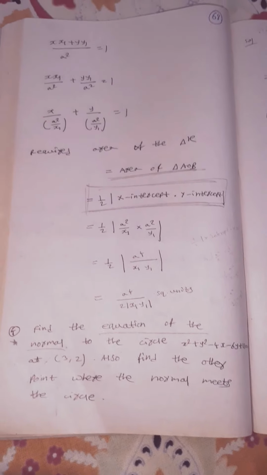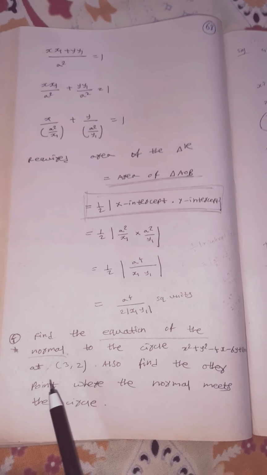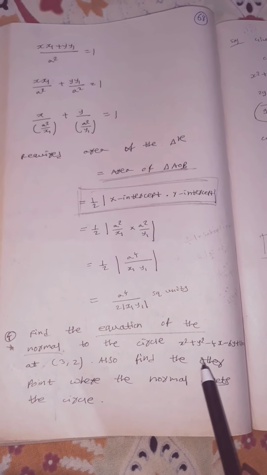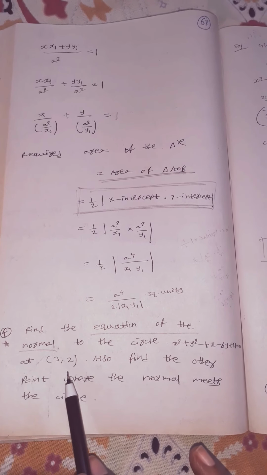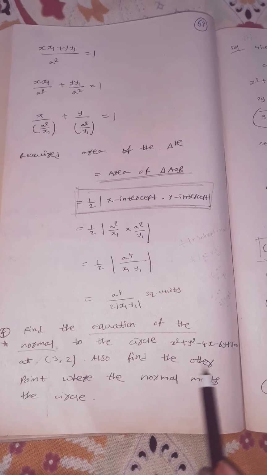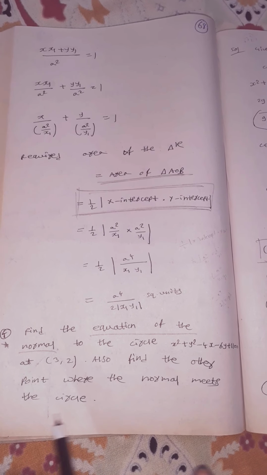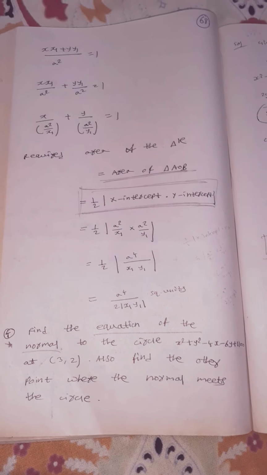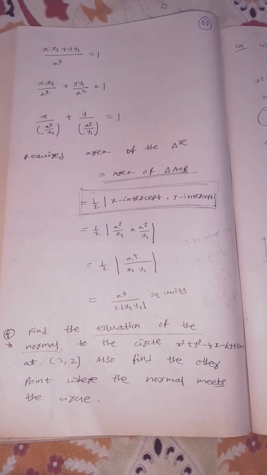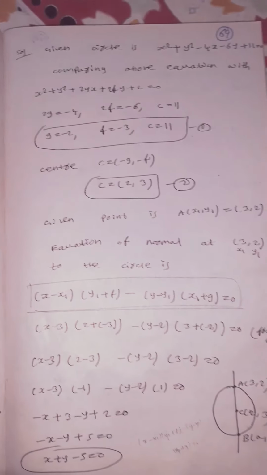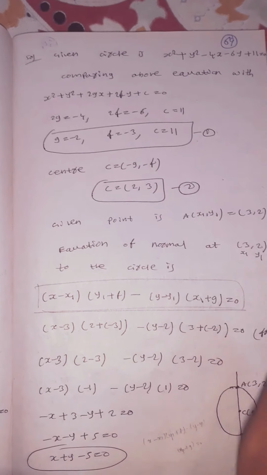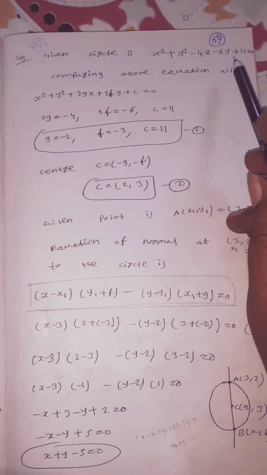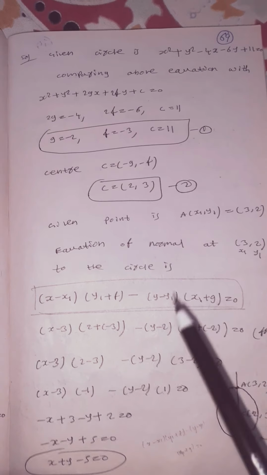Next, find the equation of normal to the circle x square plus y square minus 4x minus 6y plus 11 is equal to 0 at 3 comma 2. Also find the other point where the normal meets the circle. So this is one of the example problems. The given circle is this one. Comparing the above equation with the standard one, here 2g value is minus 4, 2f is minus 6, c value is 11.